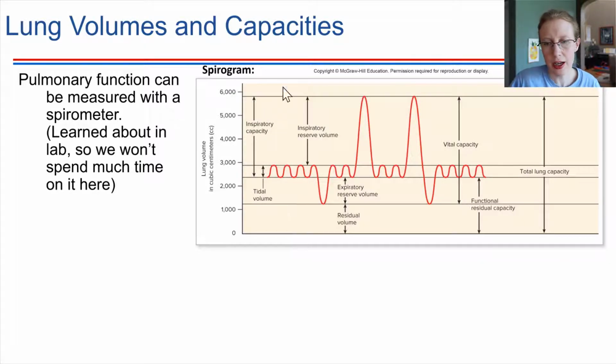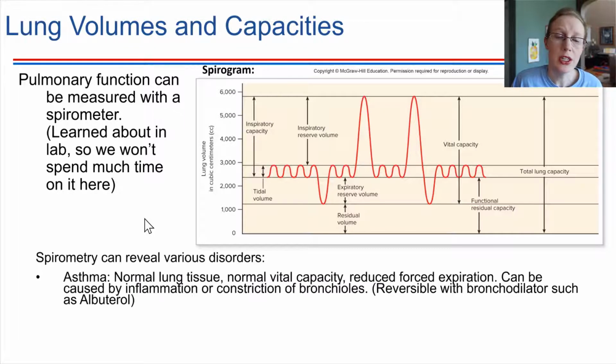A spirometer would allow us to obtain a spirogram, which is a graphical representation of breathing, lung volume. And spirometry can show lung volumes, but it can also give us an indication of various disorders that a person might have. Just to mention a couple of them here. Asthma, right? Asthma is very common, or at least not uncommon. And what happens in asthma is that all of the lung tissue is normal. It works correctly. There's a normal vital capacity even. So vital capacity right here. Normal vital capacity. However, there's a reduced forced expiration.